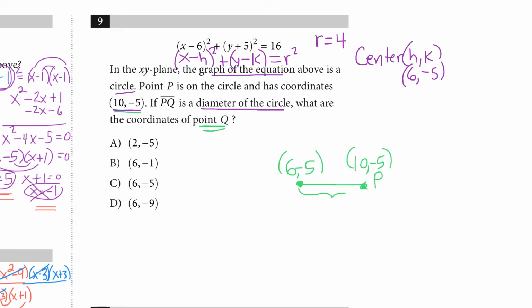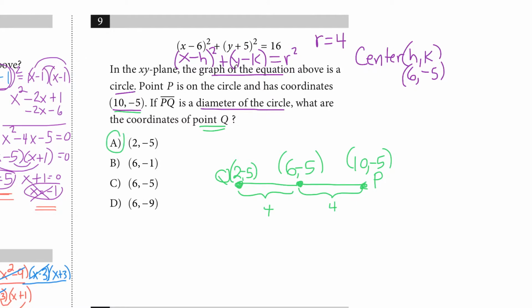And you can see right here that the radius is 4 units, from 6 to 10 on the x value. So that means that we need to go how many units this way? By the way, the center is the midpoint of P and Q. Well, we know that the y-coordinate has to be negative 5. What's the x-coordinate? If this is 4 units here, this has to be 4 units also. 6 minus 4 is 2. So we're looking at 2, negative 5 as our answer.